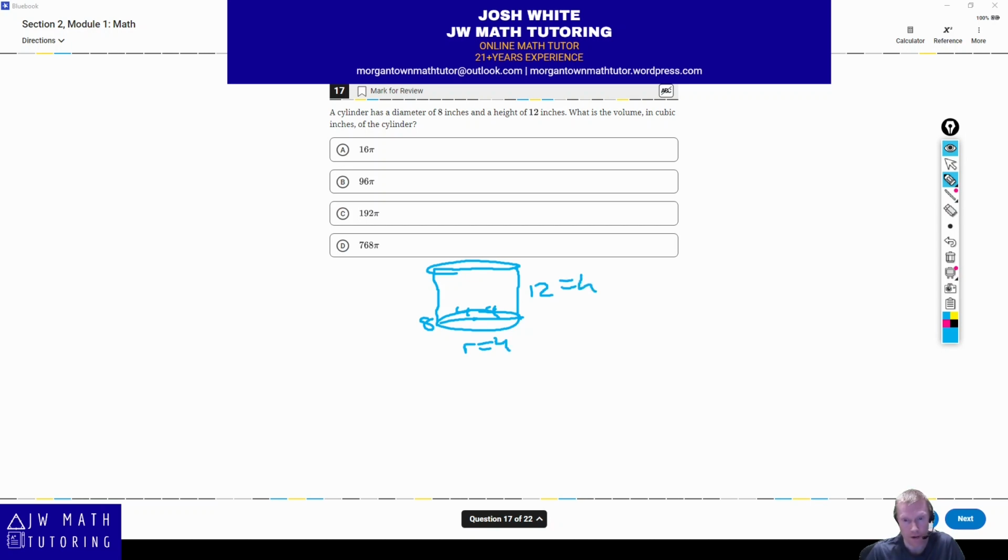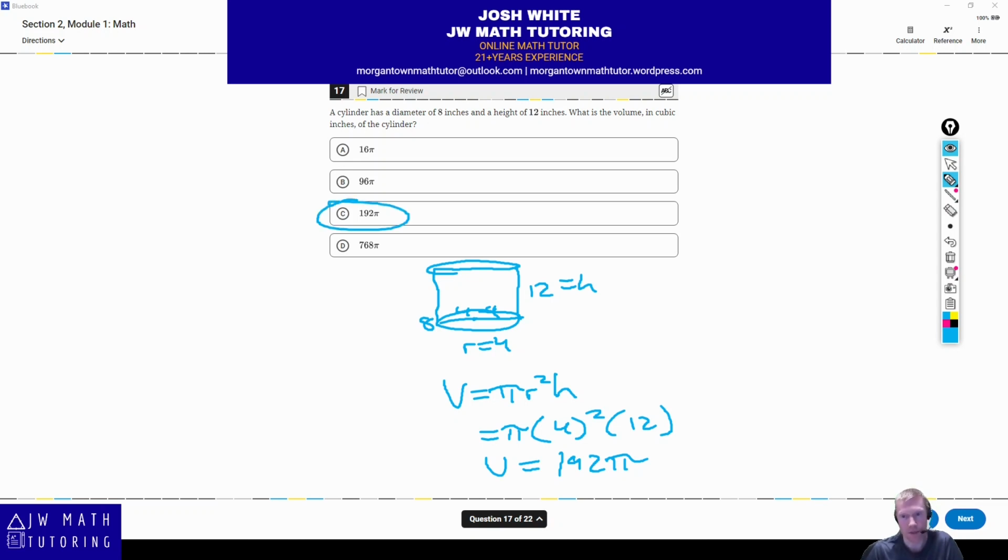Hopefully, you have the volume of a cylinder formula memorized. It's basically just pi r squared h. It's just the area of the base, which is a circle, and then multiplied by the height to give it the third dimension. So you could just plug those in. So it's just 4 squared, which is 16. 16 times 12 is going to be 192. So the volume for this cylinder is going to be 192 pi. Therefore, the correct answer is going to be letter C.